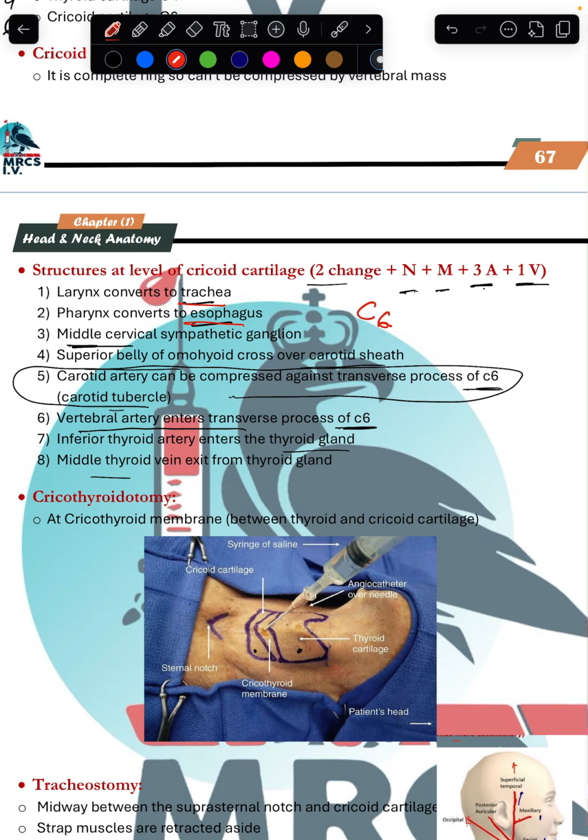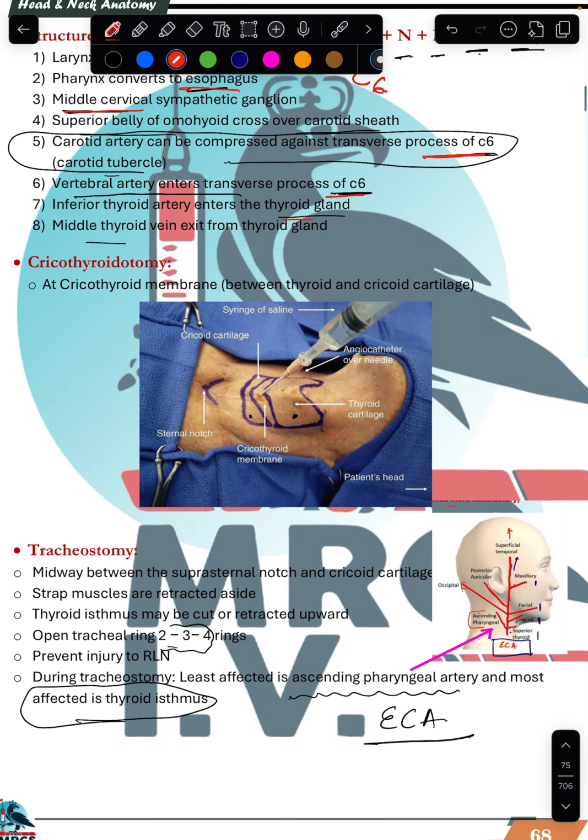Then the nerve is the middle cervical sympathetic ganglion, the central ganglion of the sympathetic chain. Muscles: the superior belly of omohyoid crosses here. Then one muscle is there. 3 arteries and 1 vein. The carotid artery can be compressed again. This is the C6 vertebra. The important part: the carotid artery is compressed at the C6 vertebra. The vertebral artery enters at the C6 level, not at the C7 level. The inferior thyroid artery is going to the gland. The middle thyroid vein is near this.